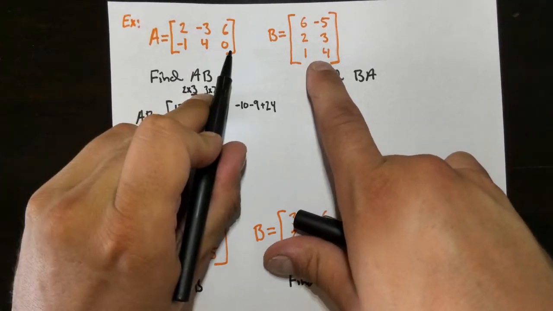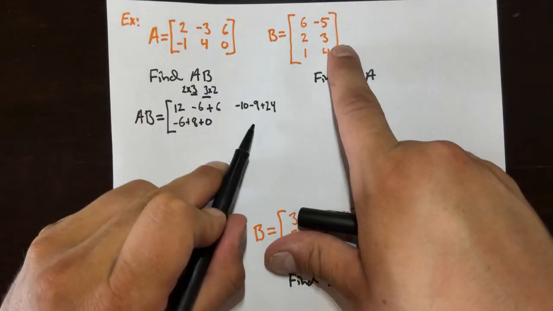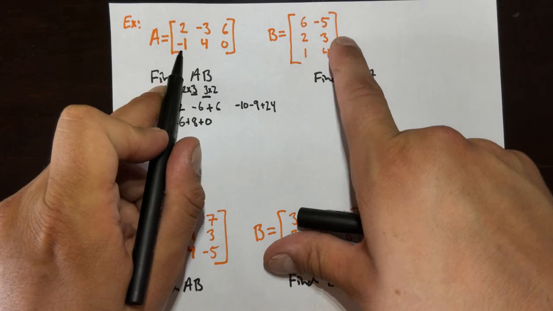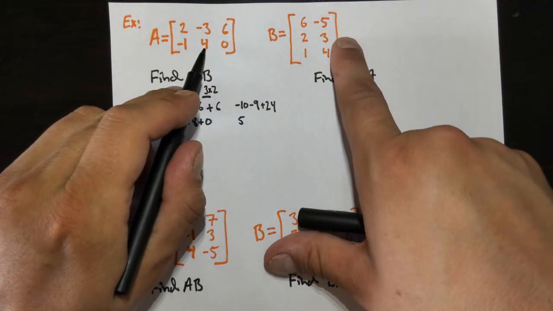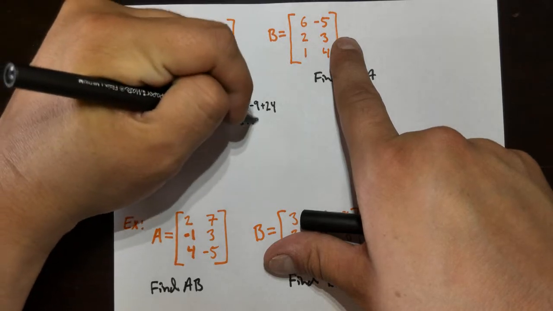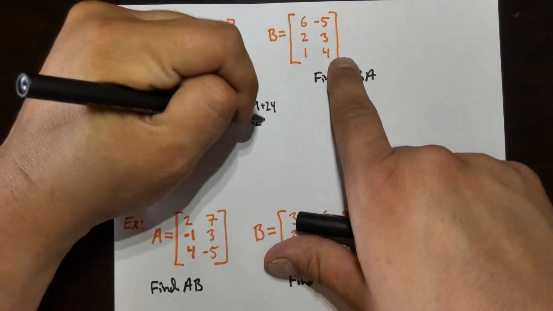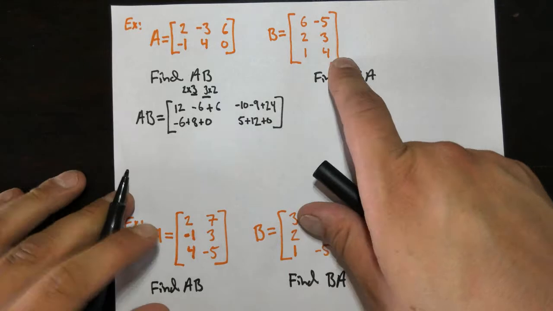Now we're going to take the bottom row and multiply it to the right column to get our bottom right. So negative 1 times negative 5 is positive 5. 4 times 3 is 12. And 0 times 4 is again plus 0. So this is our AB.